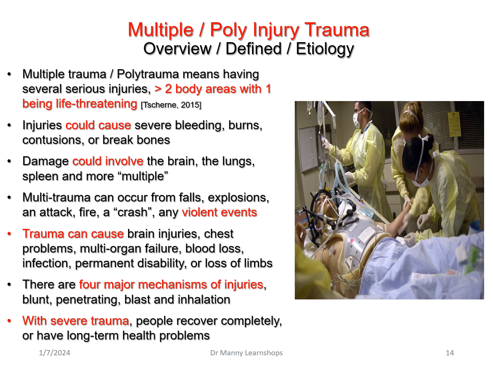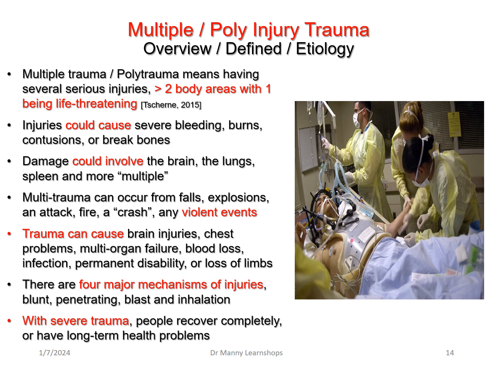Now, the damage can involve the brain, the lungs, the spleen, the heart, the kidneys, the bowel, and many more, multiple, poly. Multi-trauma can occur from falls, explosions, a terrorist attack, a physical attack, a fire, a crash, any violent events. Now, these traumas can cause brain injury, chest problems, multi-organ failure, blood loss, infection, permanent disability, and loss of limbs.